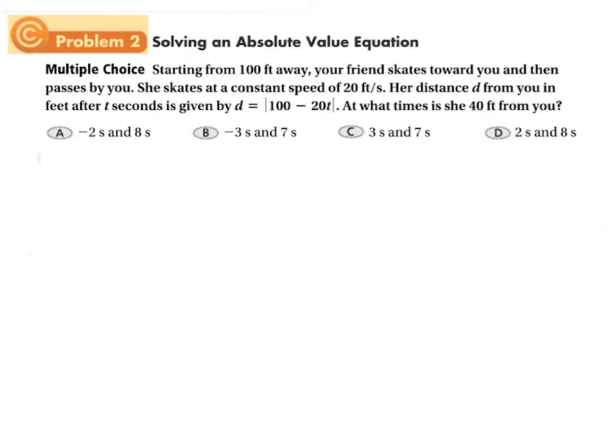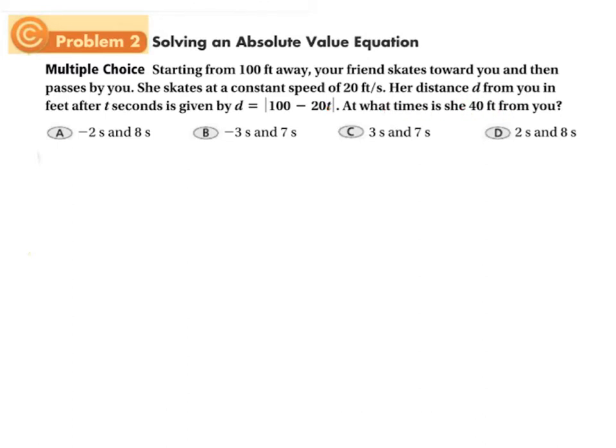So if we apply this thinking to this word problem, this is how it goes. Starting from 100 feet away, your friend skates towards you and then passes by you. She skates at a constant speed of 20 feet per second. So her distance d from you after t seconds is given by this. Her distance is equal to the absolute value of 100 minus 20 feet times the number of seconds. At what times is she 40 feet from you?